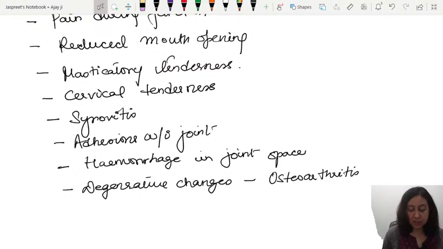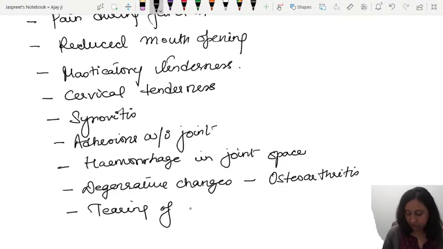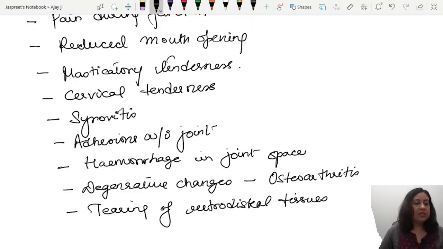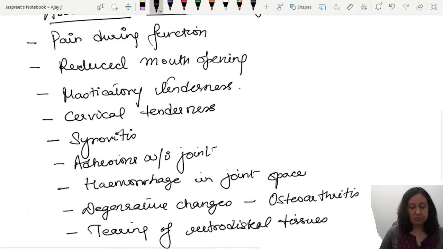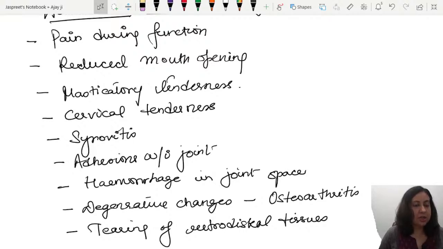By degenerative changes we mean osteoarthritis, and there can be tearing of retrodiscal tissue. So these are the changes or symptoms that can be present during the process of internal derangement, or if a patient is suffering from internal derangement.